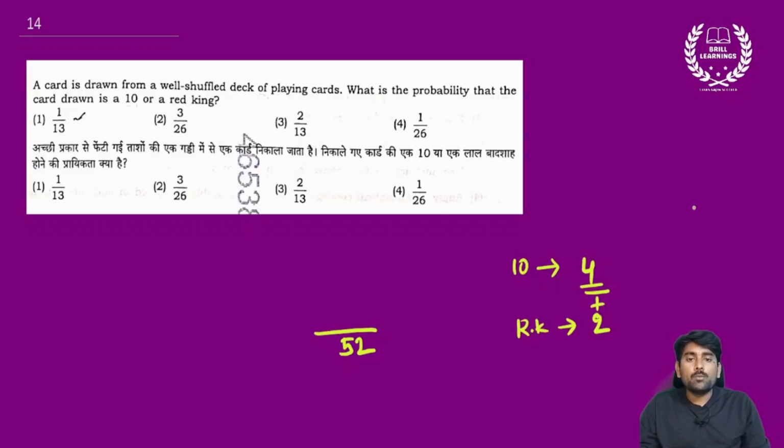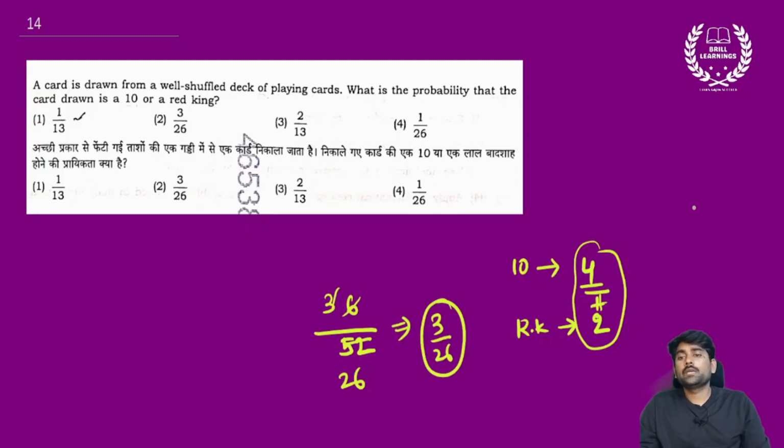And what is the probability that the card drawn is 10 or red king? They have mentioned "or", that means I can take both possibilities. That is why I am adding these two. So now cancel this value. We will get the probability, 2 threes are 6, 2 13s are 26. So 3/26 is the probability. Second one is the right answer here. Let's move to the next question.